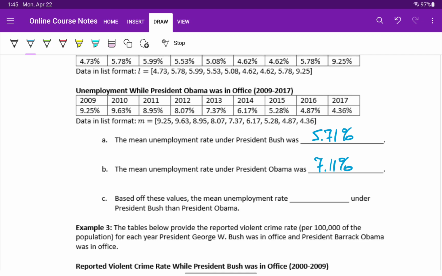In part C, we have a statement that says, based off these values, the mean unemployment rate blank under President Bush than President Obama. Comparing those two rates, we can see that under President Bush, that unemployment rate on average was lower. So we're just comparing those two results and drawing some conclusion about them.